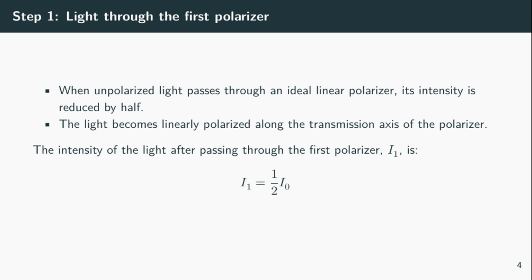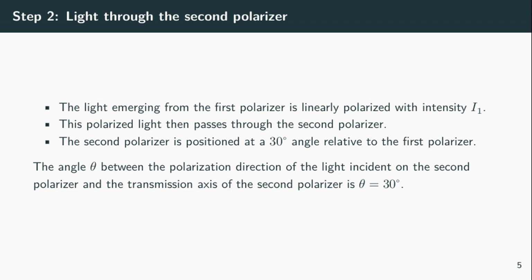After passing through, the light isn't unpolarized anymore, it becomes linearly polarized along the transmission axis of that first polarizer. So, the intensity of the light after it comes out of the first polarizer, which we'll call I1, is simply 1/2 of the original intensity, I0. We can write that as I1 equals 1/2 I0. Now for step 2, we look at what happens as this light goes through the second polarizer. The light leaving the first polarizer is now linearly polarized and its intensity is I1. This polarized light then hits our second polarizer.